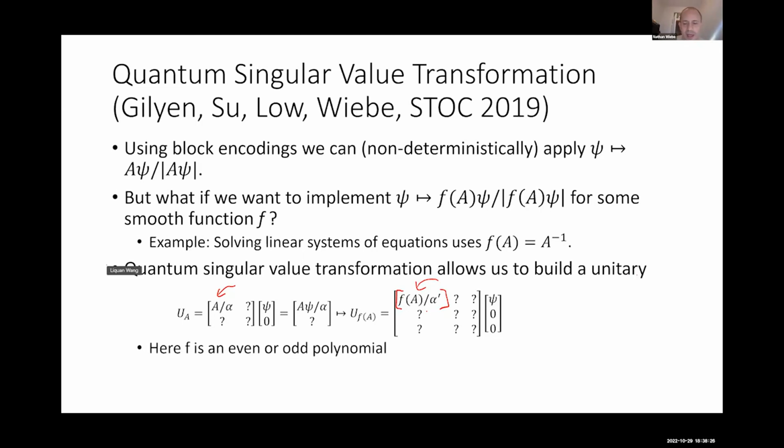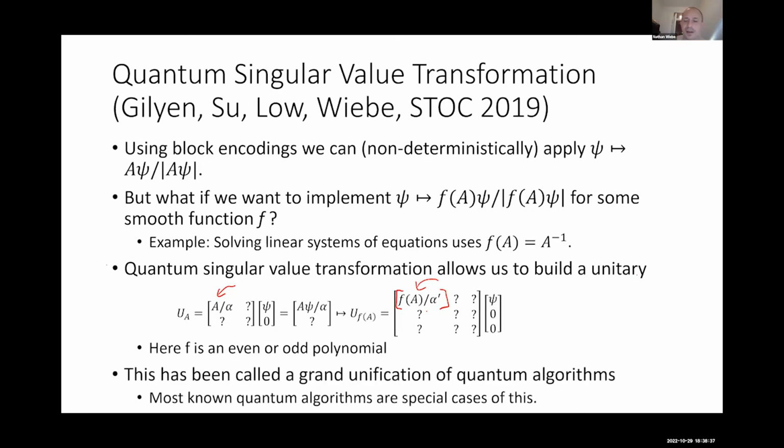And so if we wanted to do something like a matrix inversion, the function that we'd be looking at would be A inverse, which we can easily approximate by, say, an odd polynomial. And I should mention, recently there's a beautiful paper, if you're interested in this idea, that Ike Chuang and his students wrote, called A Grand Unification of Quantum Algorithms, that gives an excellent review and a few new applications of this idea. I strongly recommend those of you who are interested in this take a look at it.